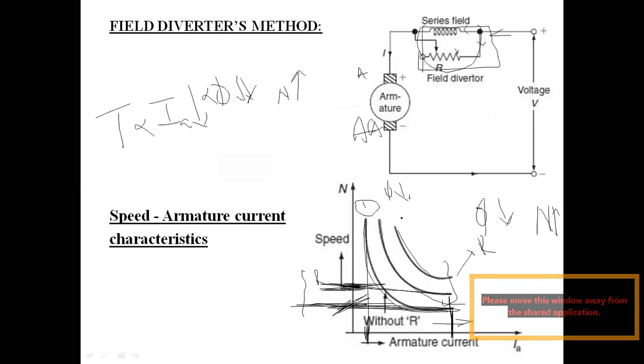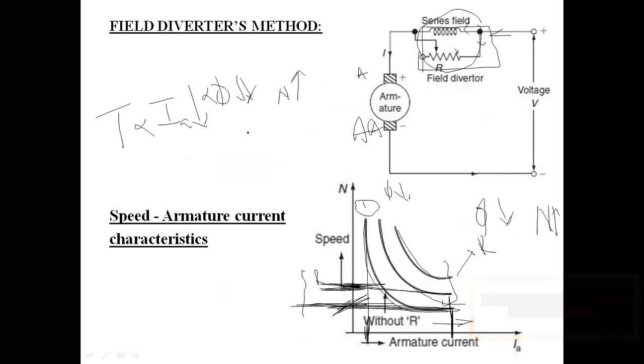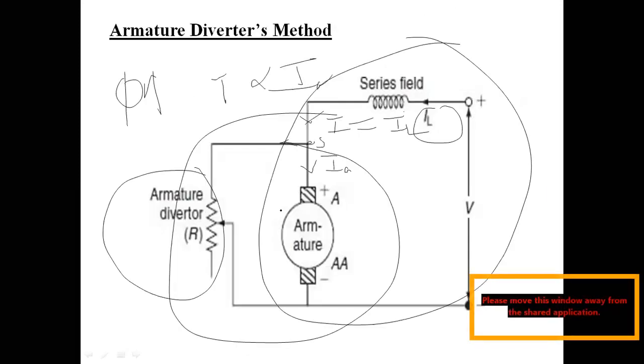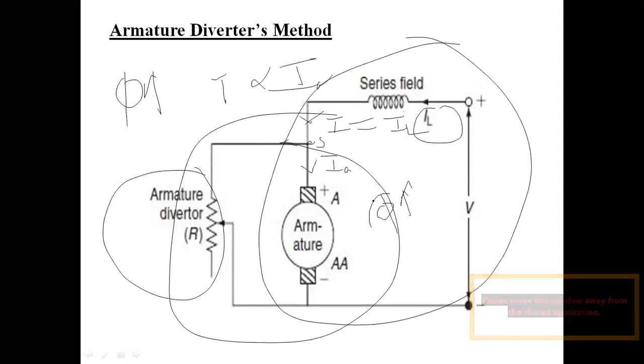In the earlier case I said that if the armature current decreases, the flux is going to decrease. So if you decrease the armature current and the flux, the speed is going to be increased. But while connecting this diverter parallel to the armature, we are just diverting the armature current. Whatever current passes through the armature, the flux is produced, and the value of the flux produced in this type of connection is going to be high.